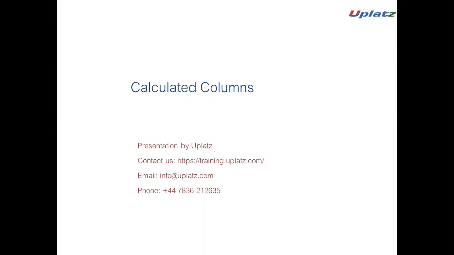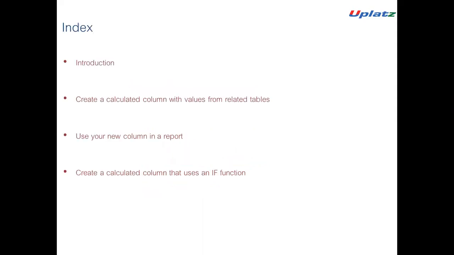Let's see the table of contents for this topic. We are going to see the introductory part of calculated columns, creating a calculated column with values from the related tables, and using your new column in the report. After creation of the calculated column, we'll see how to use that new column in the report. Then we'll create a calculated column that uses the logical IF function. How can we use the logical IF function in calculated columns? So these are the table of contents for this topic.